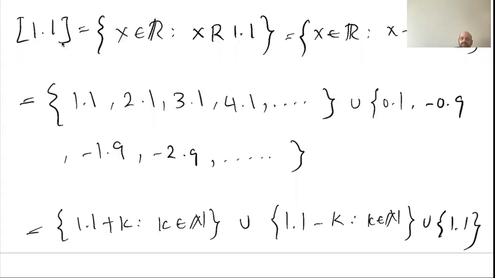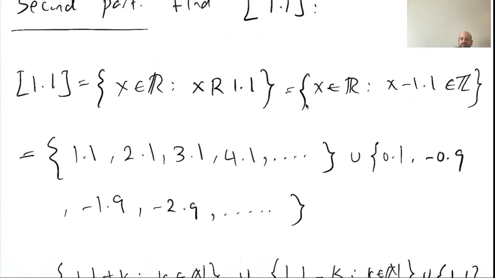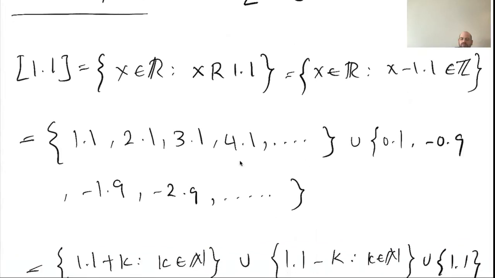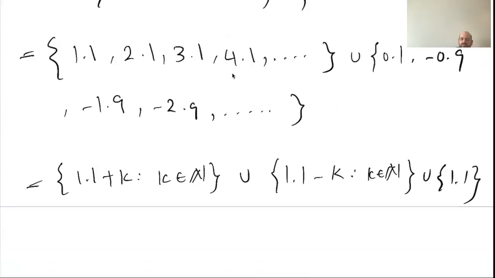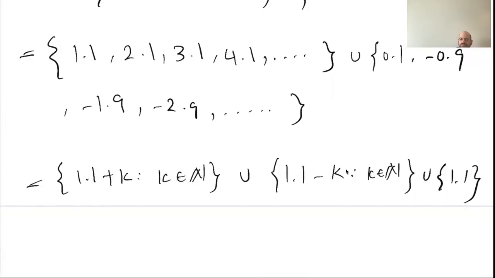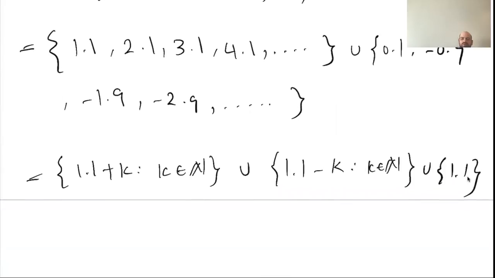So I could add some positive integer to this, or subtract some positive integer from this, and in all such cases, that result minus 1.1 will be an integer. So I could denote this with this notation, or I can also write this union of these two sets in this form: 1.1 plus a positive integer, minus a positive integer, or 1.1 itself.